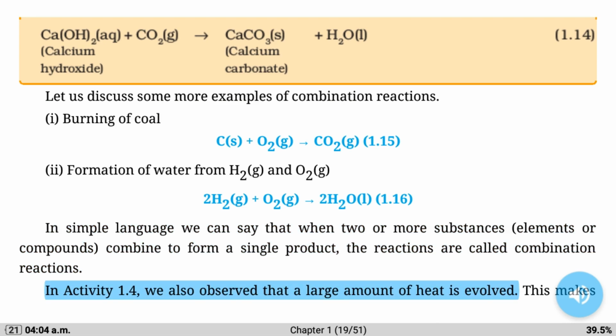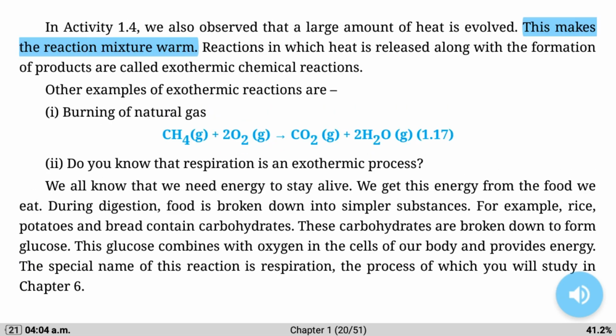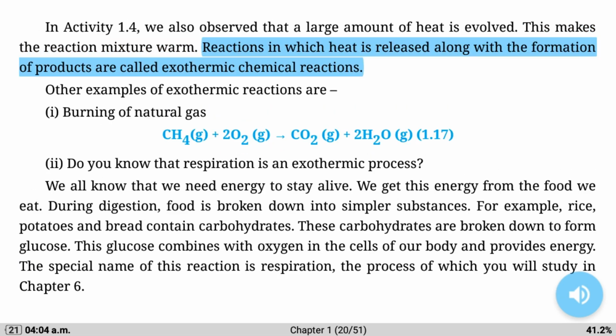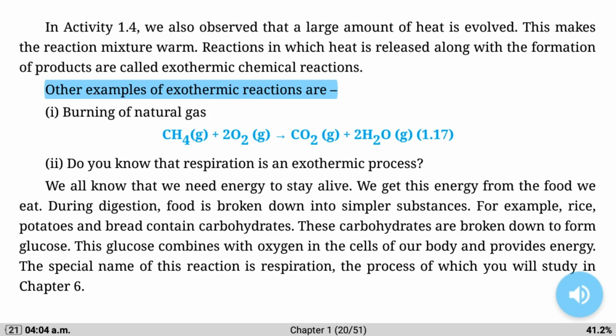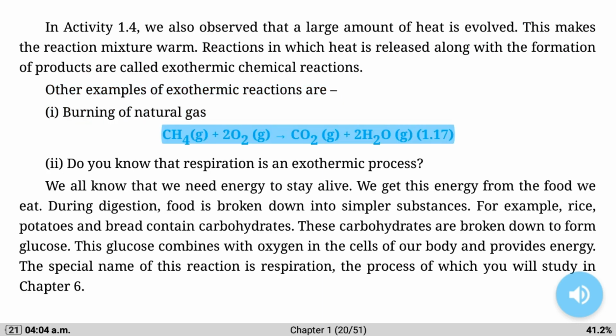In Activity 1.4, we also observed that a large amount of heat is evolved. This makes the reaction mixture warm. Reactions in which heat is released along with the formation of products are called exothermic chemical reactions. Other examples of exothermic reactions are: (i) Burning of natural gas: CH4(g) + 2O2(g) → CO2(g) + 2H2O(g) (1.17).